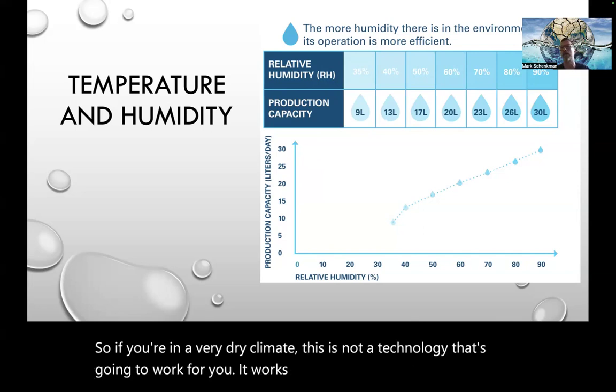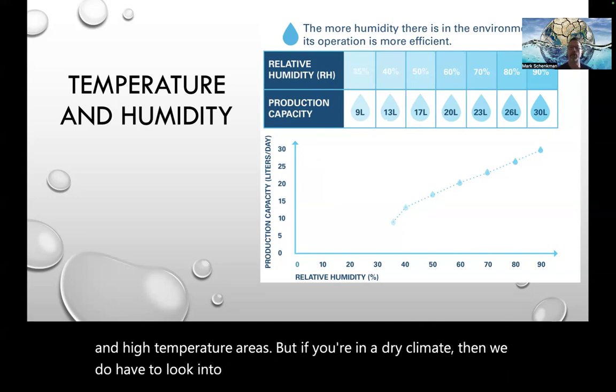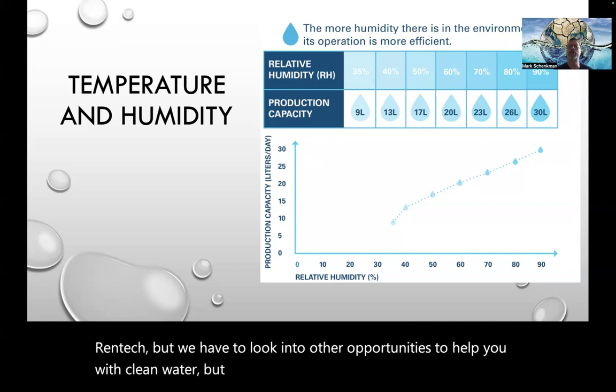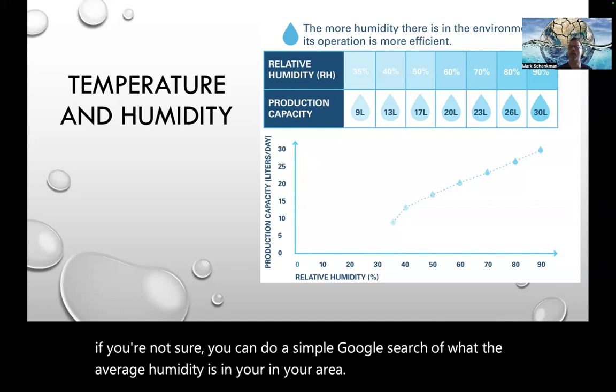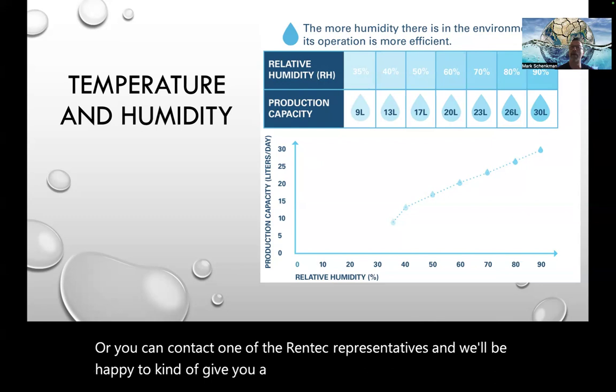It works very well in the high humidity areas and high temperature areas. But if you're in a dry climate, then we do have to look into other opportunities, which we do have on RenTech, to help you with clean water. But if you do live in an area of 35% or higher, and if you're not sure, you can do a simple Google search of what the average humidity is in your area, or you can contact one of the RenTech representatives, and we'll be happy to give you a guideline on how much water your unit should be able to generate.